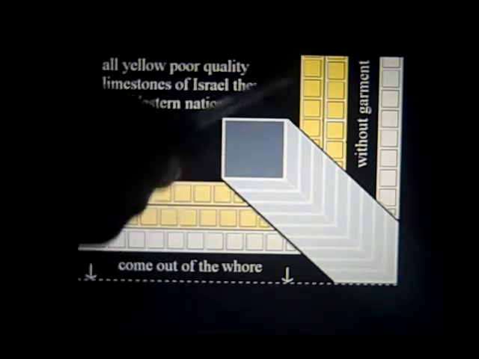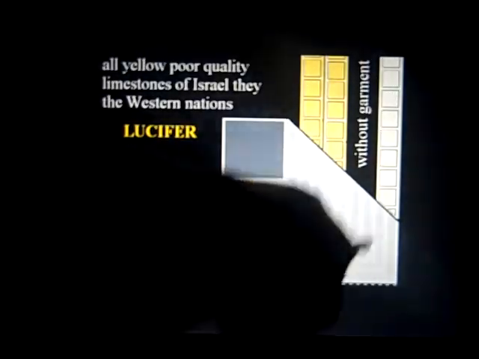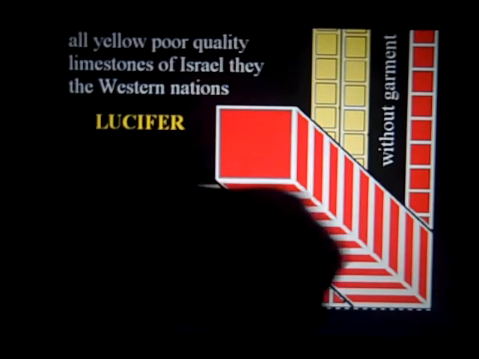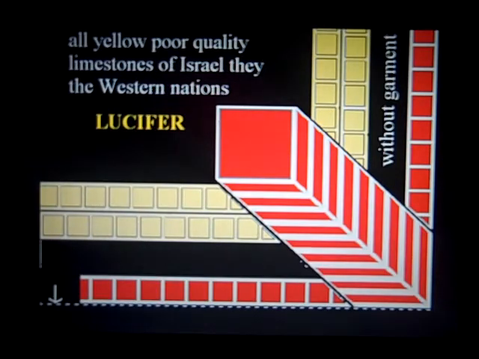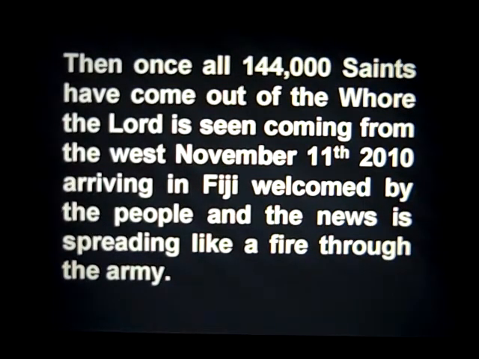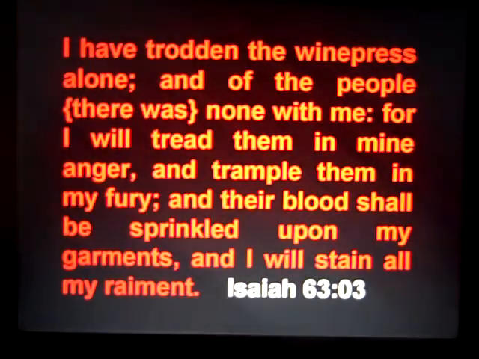Again, reiterating, the 144 move forward to line up with the four cornerstones, leaving behind the great whore. There they are on both sides. All the yellow are the poor quality limestones of Israel, they being the Western nations, controlled and dominated by Lucifer. Then once all the 144,000 saints have come out of the hall, the Lord is seen coming from the west, November 11th, 2010. That's the date we arrived in Fiji, welcomed by the people, and the news is spreading like a fire throughout the army. And of course, that would be the reason why everybody's been seeing the number 1111, November the 11th, 2010.